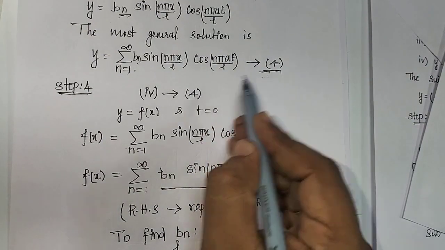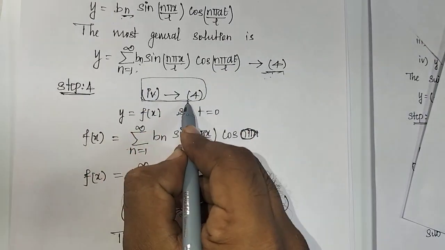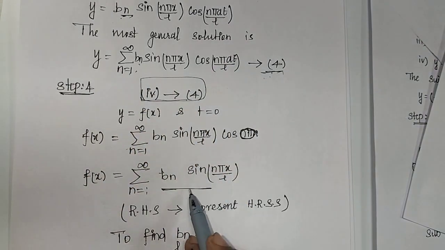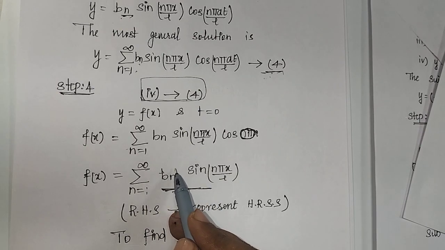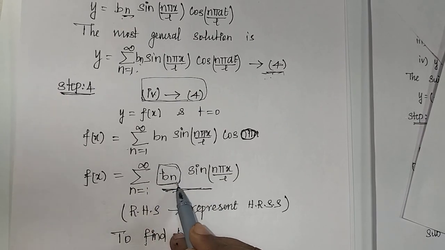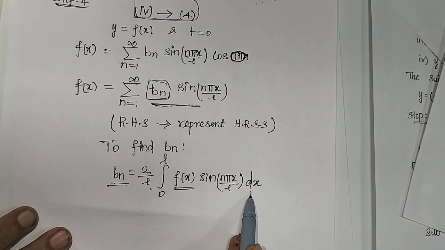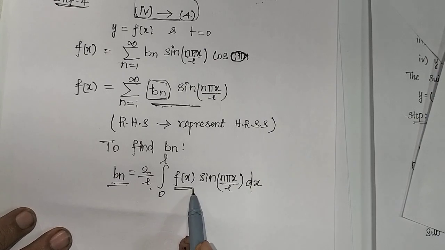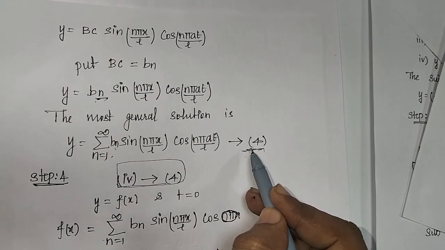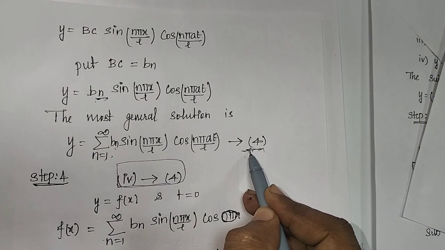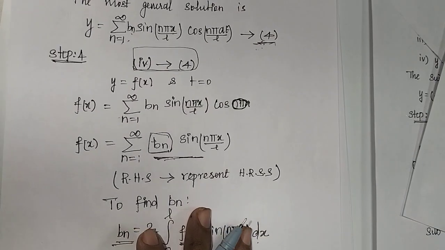In equation 4, I am going to substitute condition 4. When substituting condition 4, the right hand side becomes a half range sine series, which means we can find bn directly: bn = (2/L) ∫ from 0 to L of f(x) sin(nπx/L) dx. Here we apply the f(x) value based on your problem. I get bn, and this bn value is substituted again in equation 4, the most general solution. That is our final solution.